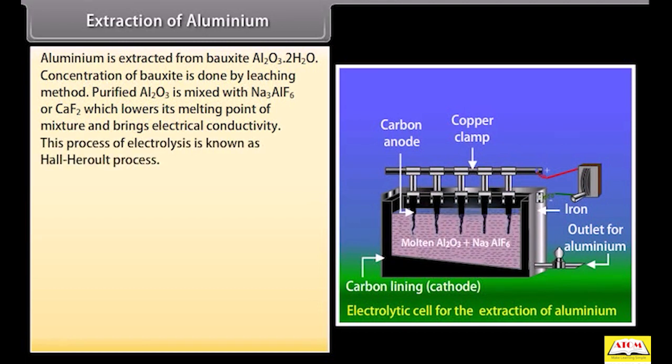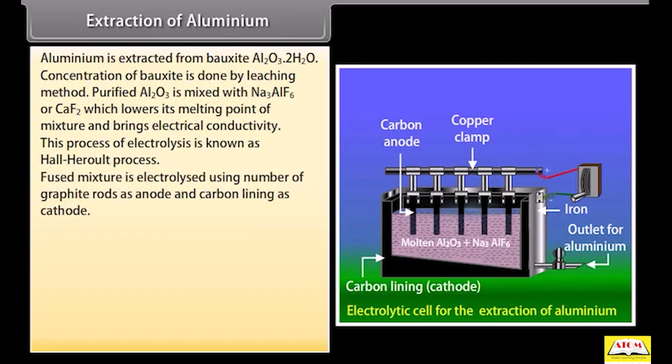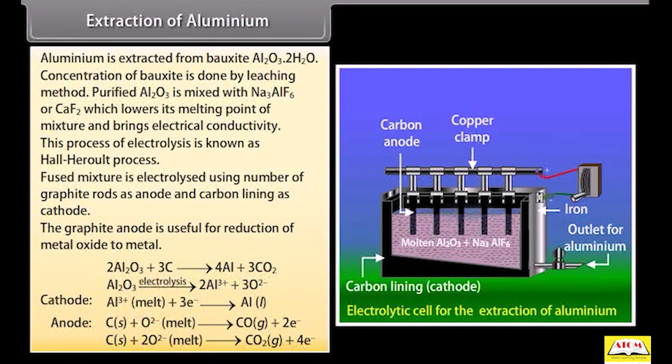This process of electrolysis is known as the Hall-Héroult process. The fused mixture is electrolyzed using a number of graphite rods as anode and carbon lining as cathode. The graphite anode is useful for reduction of metal oxide to metal.